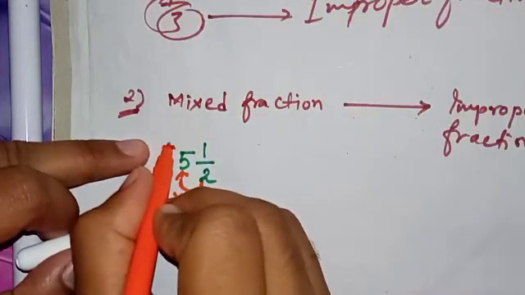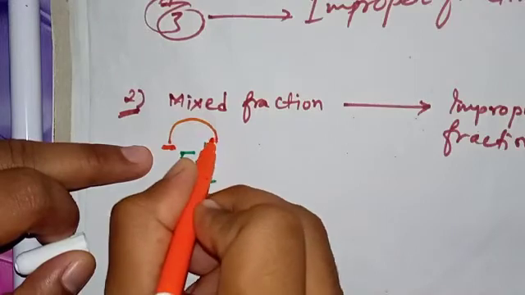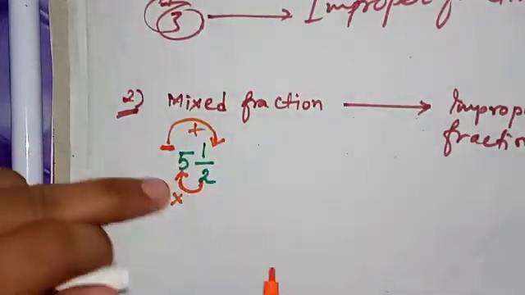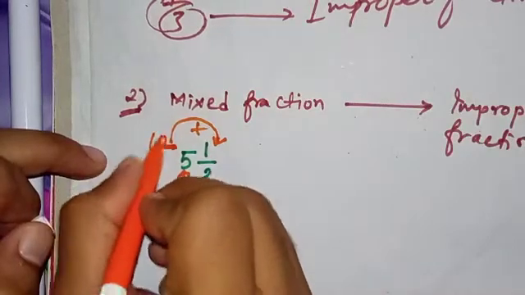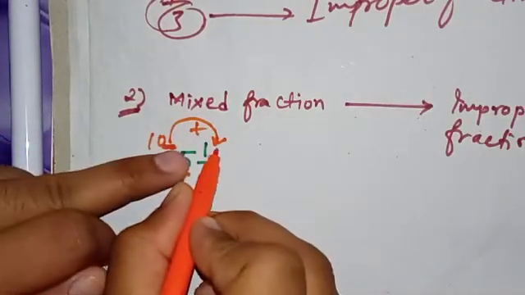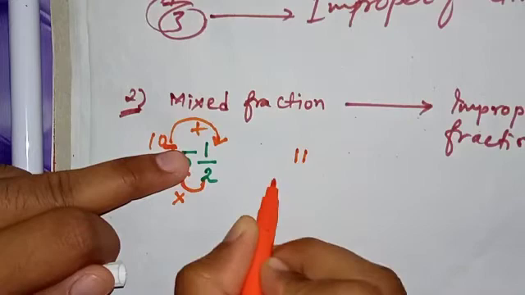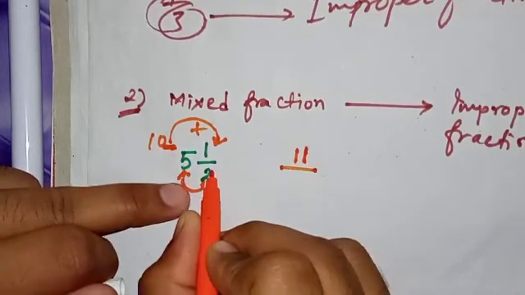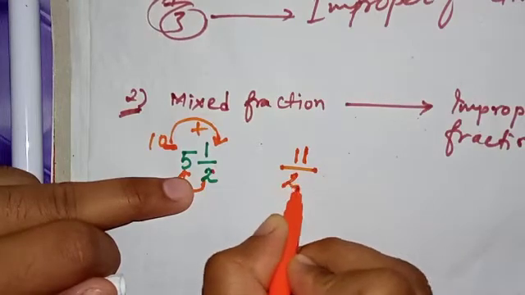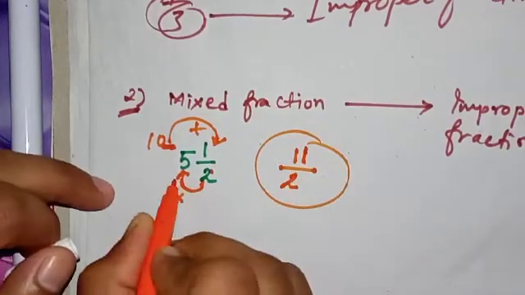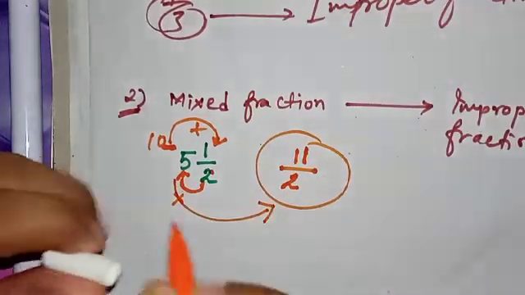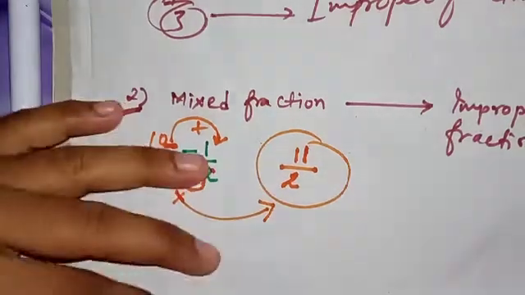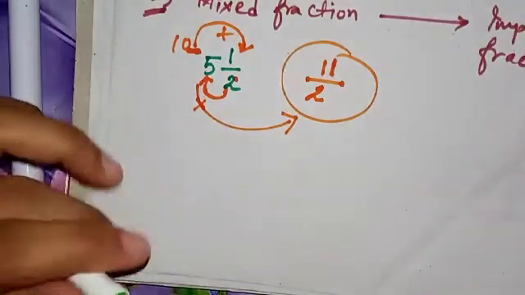Now this result has to be added to this numerator. So 2 5s are 10 plus 1. We got 10 over here by multiplying, and we will add 1 to it, then we will get 11. So 11 will be written in the numerator now, and 2 will be as it is. So this is how we convert a mixed fraction into an improper fraction. Hope you understood, my dear students. Let us take one more example to make the concepts crystal clear.